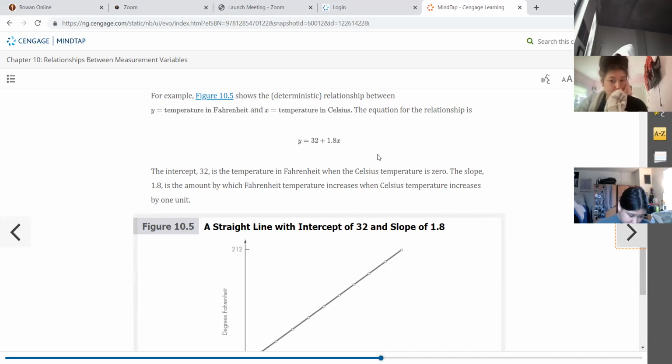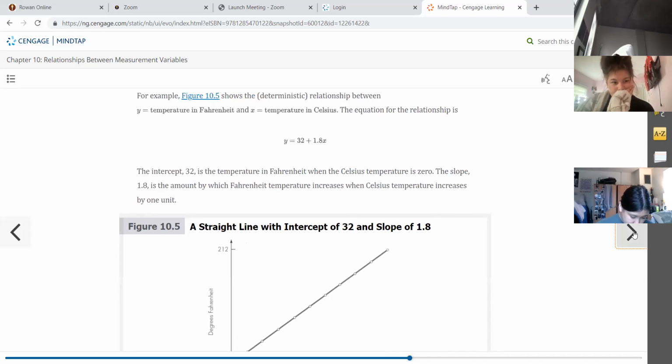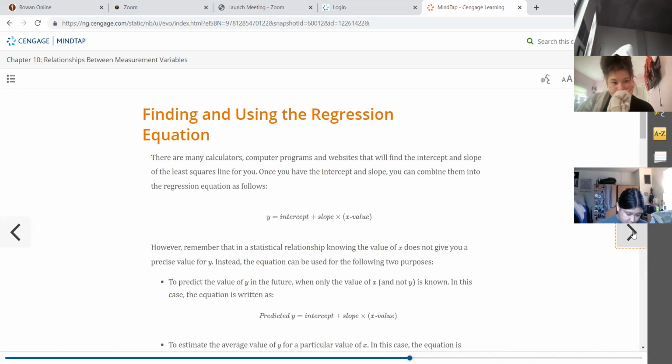If we wanted to predict a y based on a value of x, we just replace the x with that number. Whatever the value of x is, we replace the x with it, multiply it by the slope, and add the y-intercept, and we get our predicted value of y. That's something you may be asked to do on the test. All right, so please read through this.